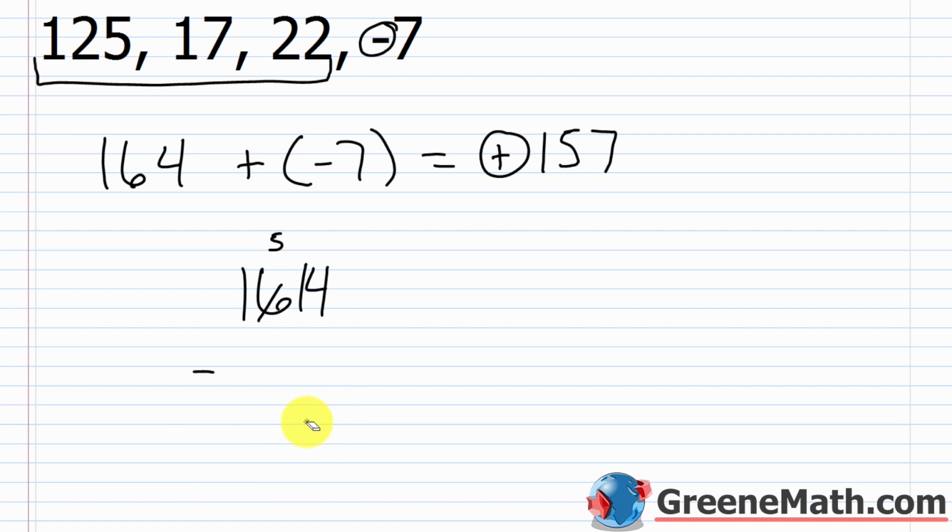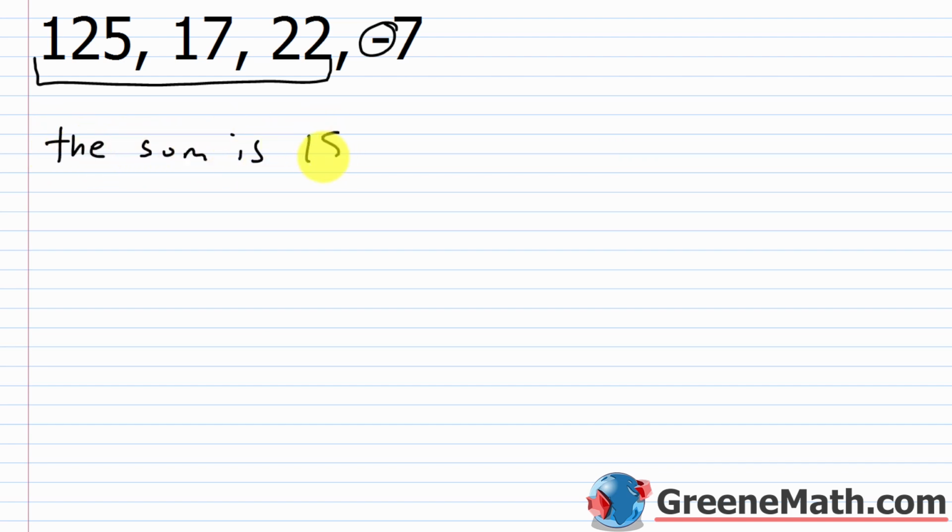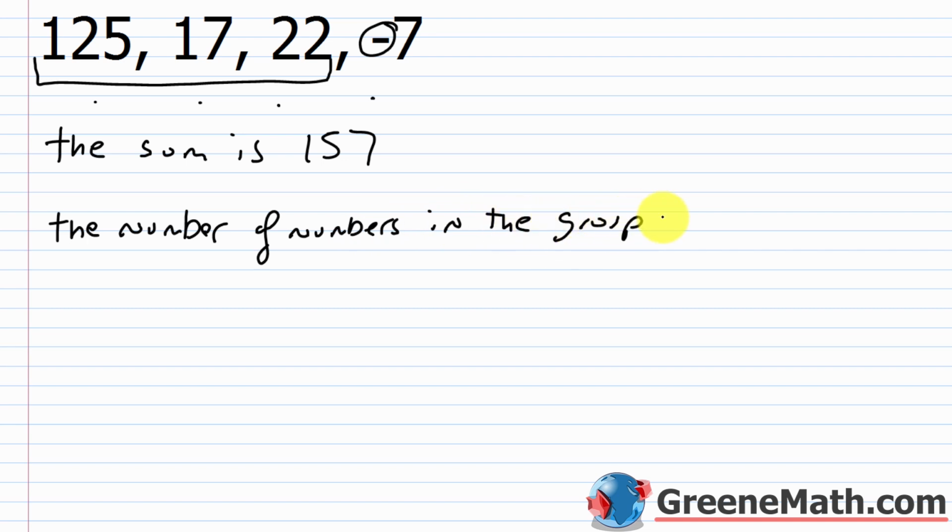So let's write that the sum is 157. And then the number of numbers is 4, right? I have 1, 2, 3, 4. So the number of numbers in the group is 4. So now I would just want to take that sum, which is 157, and divide by 4, right?